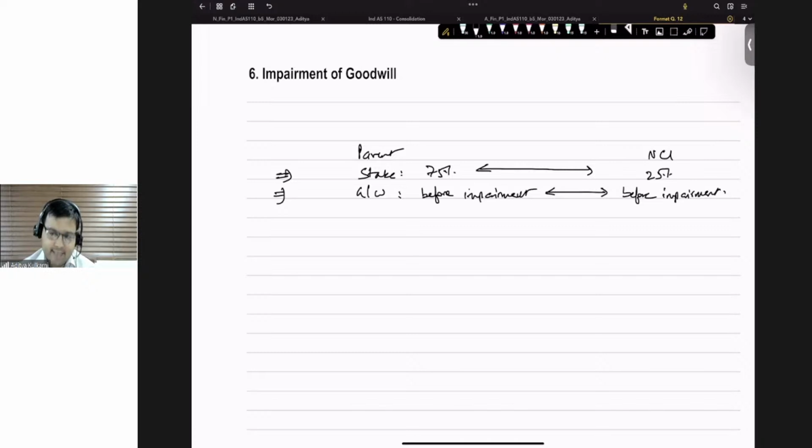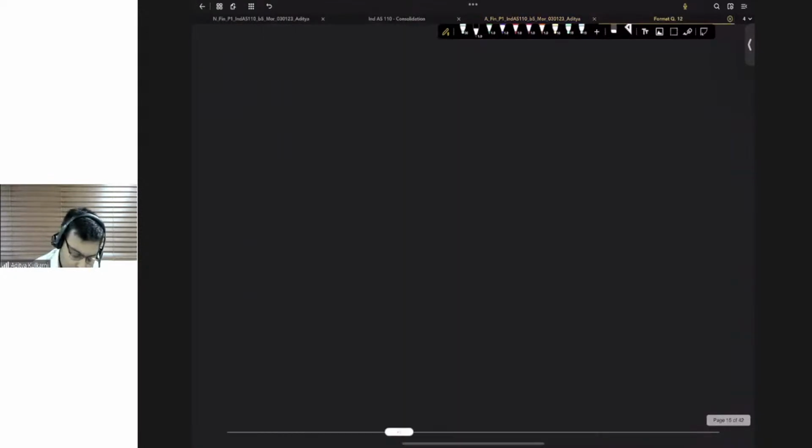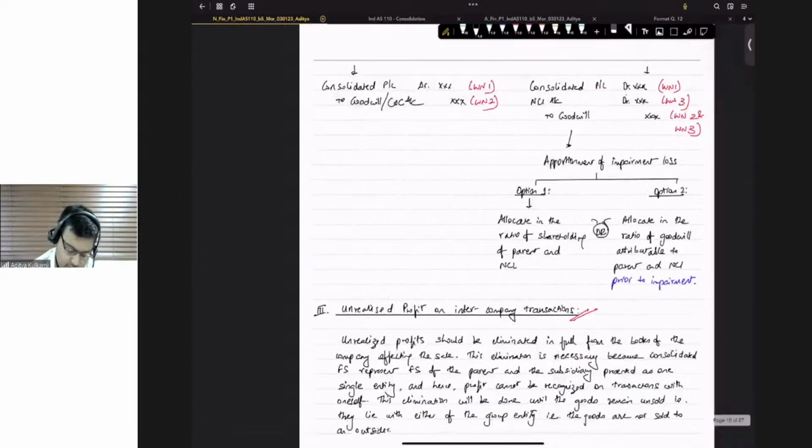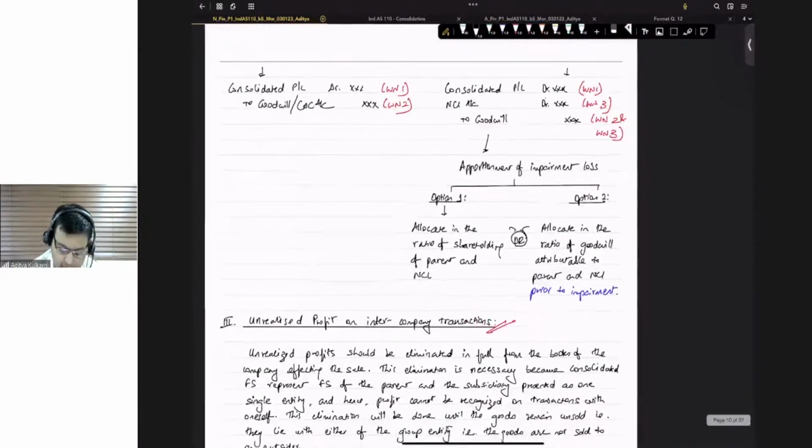Some people are saying stake, some people are saying in the ratio of the goodwill as is attributable to the parent and NCI prior to impairment. The standard is not clear on this. The standard has not given a clear-cut guidance on this. The standard tells you have to distribute it, share it between the parent as well as the NCI. So when that is the case, कौन सा method follow करना है? Choice is yours. So this is what happens.